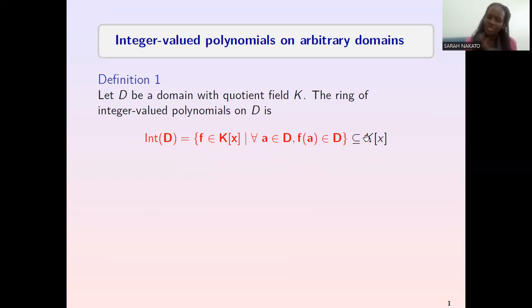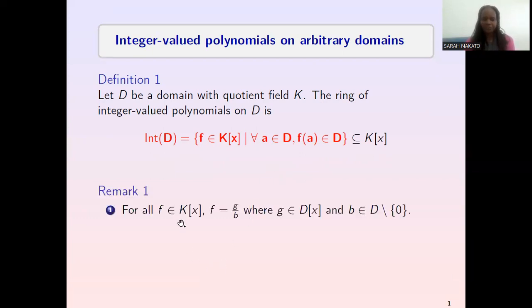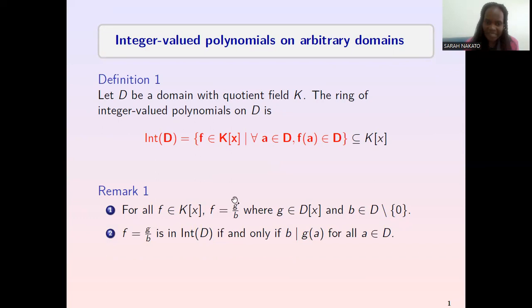So there are special elements with coefficients from K such that when you input an element of D, the output is also in D. So what we know for sure is that you can always write a polynomial with coefficients from K as a quotient g over b, where g is in D[x] and b is a non-zero element of D. So this is possible. And if a polynomial of K[x] is written in that form, it's in Int(D) if and only if b divides the images g(a) for all a in D. So this follows from the definition.